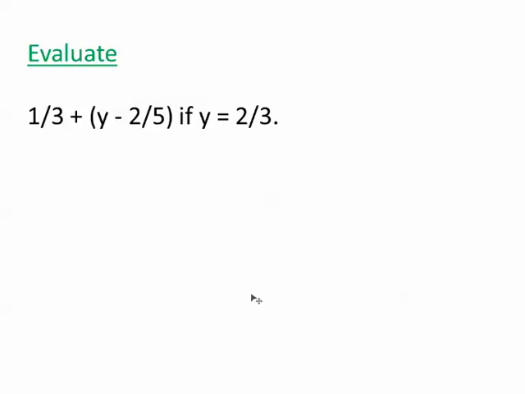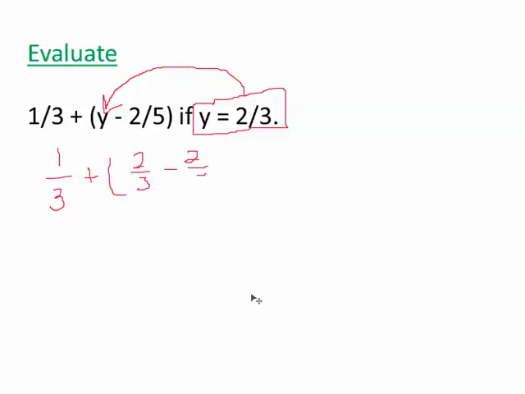When I deal with fractions, I really like my fraction bars straight. So it helps me decide what's on top and what's on bottom. So as I do this problem, I'm going to straighten them out. This says evaluate, and then it tells me if y equals 2/3. So it simply wants me to take that 2/3, put it in place of the y. So I wrote my 1/3. I'm now going to write 2/3 minus 2/5, and this is the problem that I need to do.